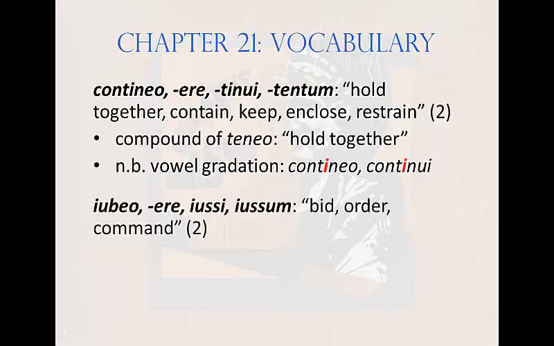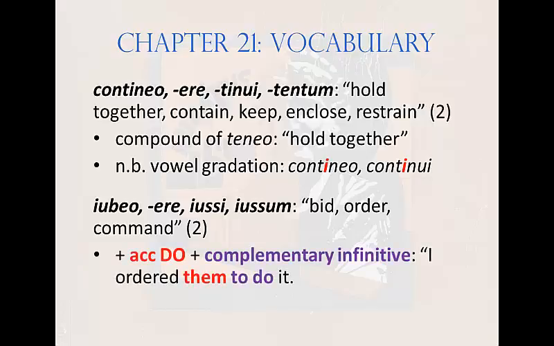The next word is iubeo, iubere, iussi, iussum. It means bid, order, or command. It's a second conjugation verb. This verb expects both a direct object and a complementary infinitive. For example, I ordered them, accusative direct object, to do, complementary infinitive, it.